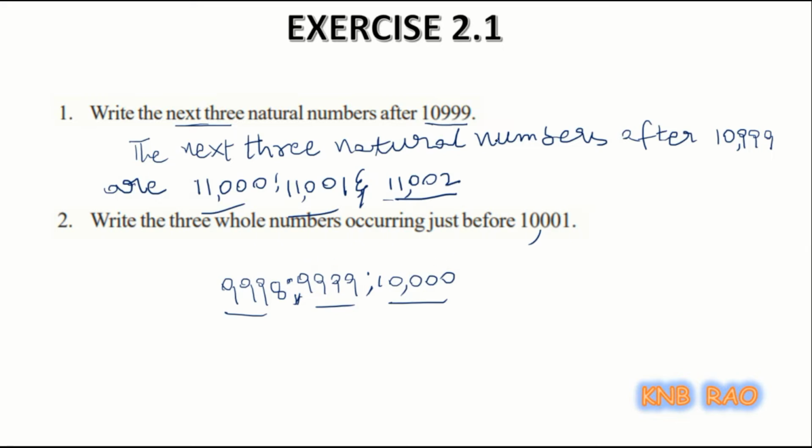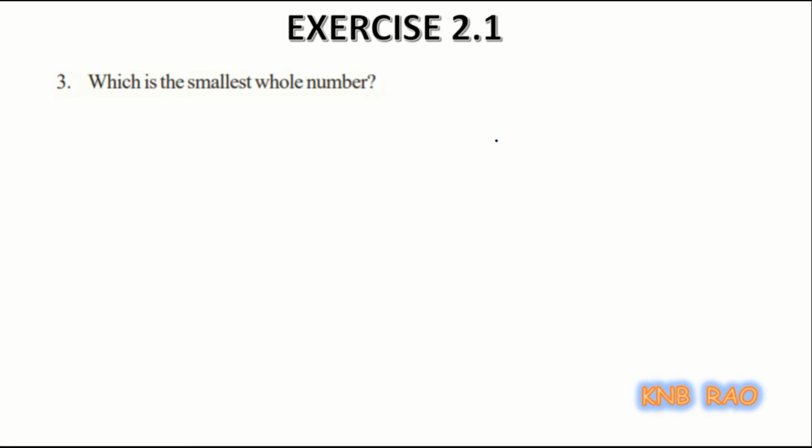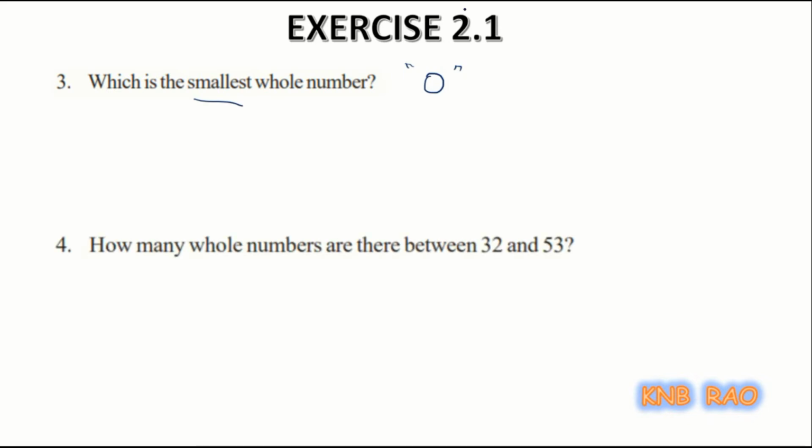Now question number 3. Third question is, which is the smallest whole number? You know, whole number starts from 0. 0 is the smallest whole number. Write with working steps. The smallest whole number is 0. Fourth question. How many whole numbers are there between 32 and 53?